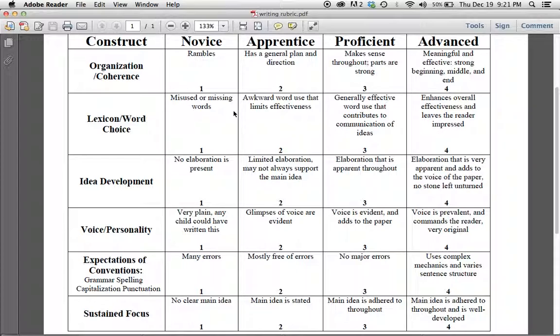So I want to thank you for walking through our stages of writing and also looking very briefly at our rubric that we'll use for writing. And that will end our collaborative session here.